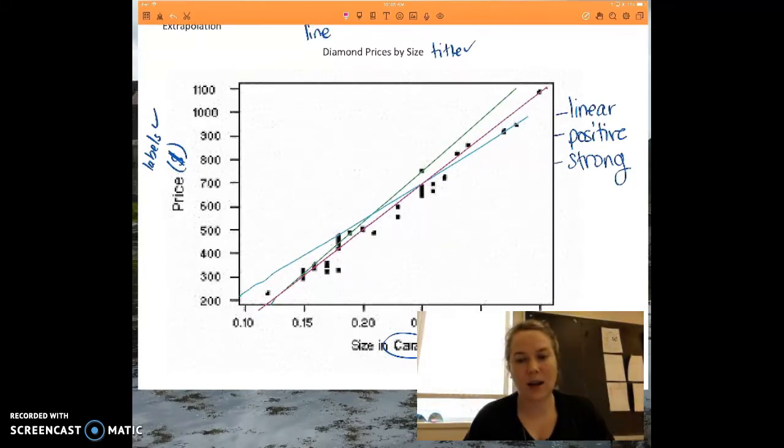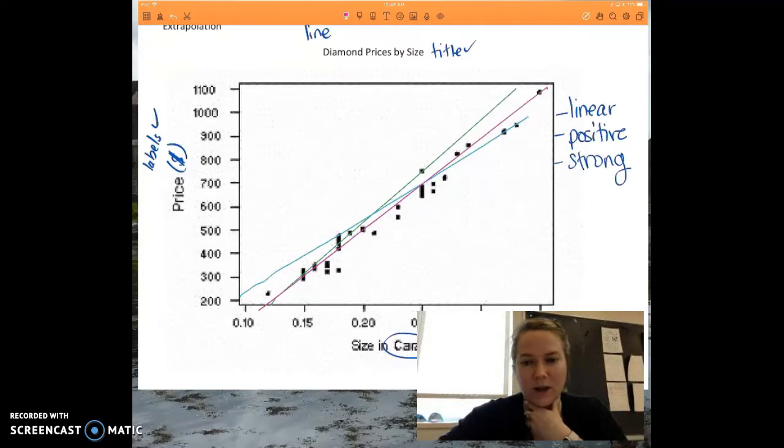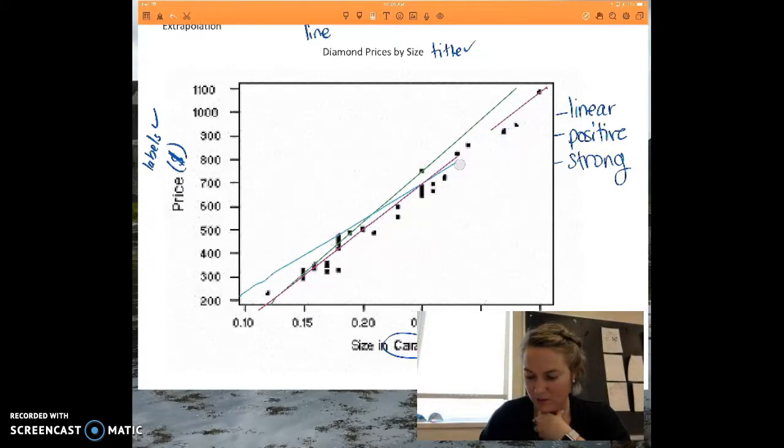All right. Now, which line is actually the best line? The pink line, the blue line, or the green line? So let's look. The blue line goes through a couple of these points, but then almost all the points are below the blue line. So the blue line's not a good line.